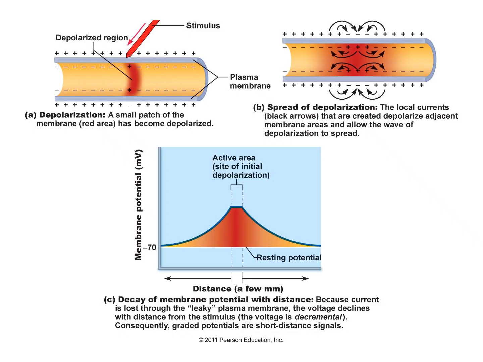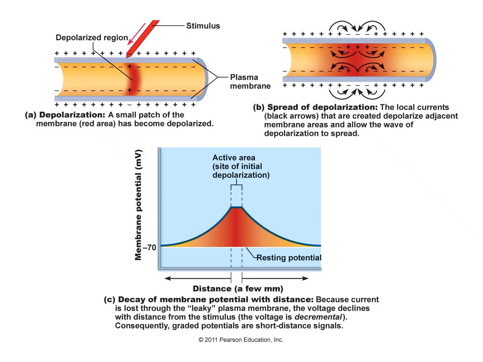changes occur. In the picture above, a stimulus was applied to a small patch of the membrane which became depolarized, resulting in a change of polarity at that point. Notice the flip-flop in positive and negative charge at the point of the stimulus shown by the red area. As positive ions flow toward negative areas and negative ions flow toward adjacent more positive areas, local currents are created that depolarize adjacent membrane areas and allow the wave of depolarization to spread.